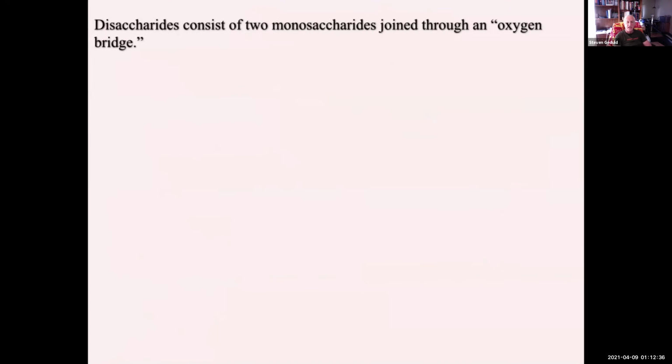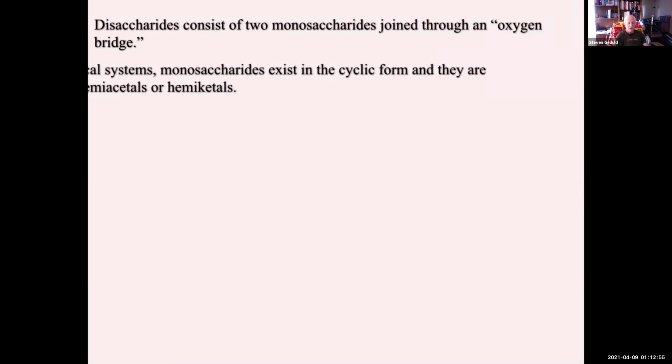Okay. So disaccharides. Now you got 2. We've been drawing monosaccharides, 1-unit sugars. A disaccharide consists of 2 monosaccharides joined together through an oxygen bridge. So the oxygen bridges between the 2. And it bridges at a specific location. Okay. So in biological systems, monosaccharides exist in the cyclical form, and they're hemiacetals or hemiketals with the OR or the OH group on them.